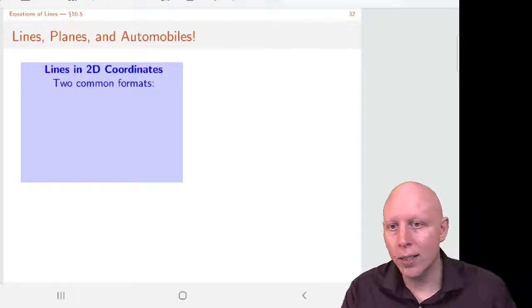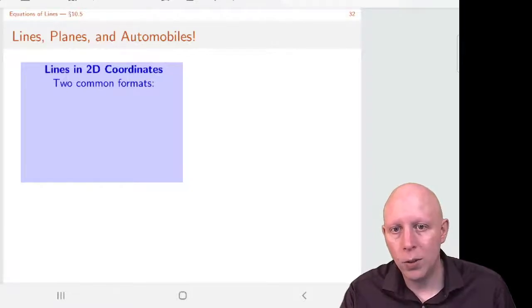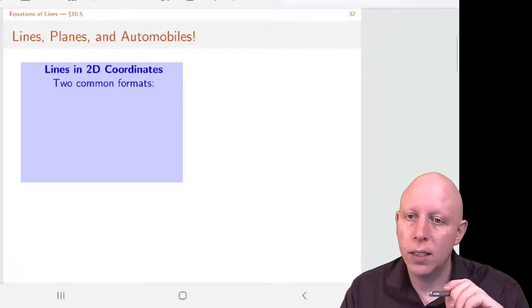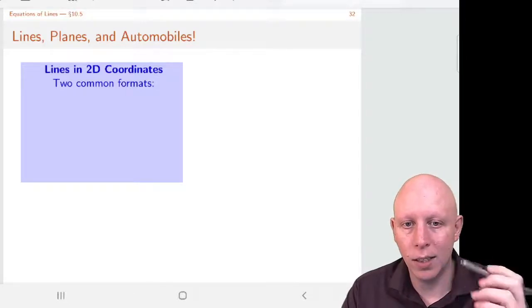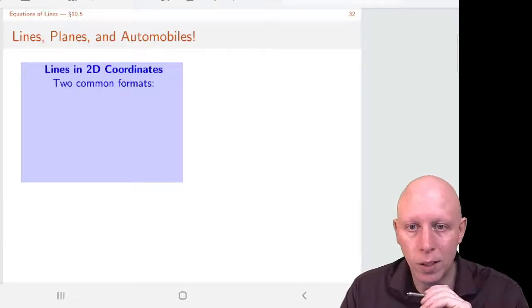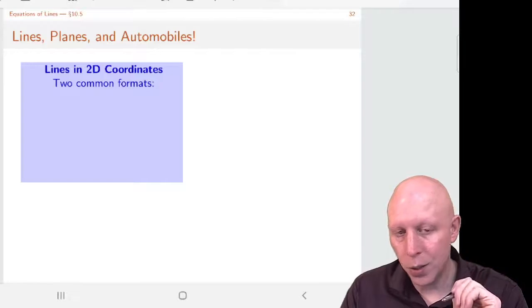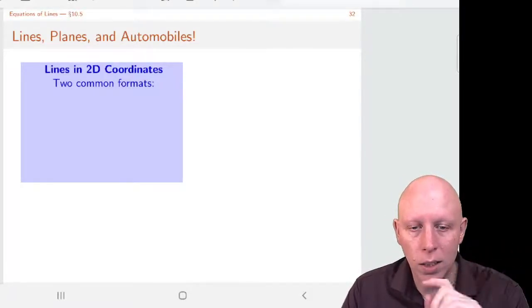Hi, welcome back. Last time we talked about one way to define a line in n dimensions as a linear interpolation between 2 points. Today we're going to talk about a couple other ways to define lines. So let's go back and remember how we talked about lines in 2 dimensions.